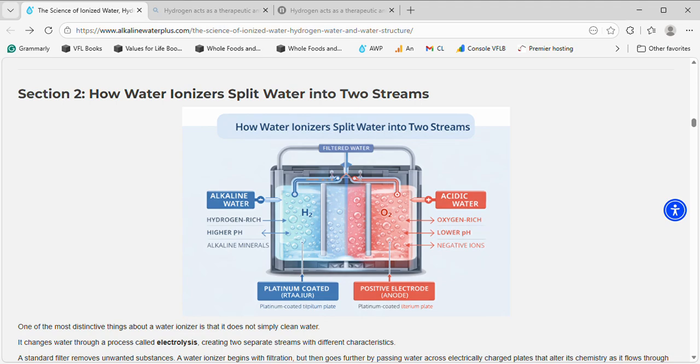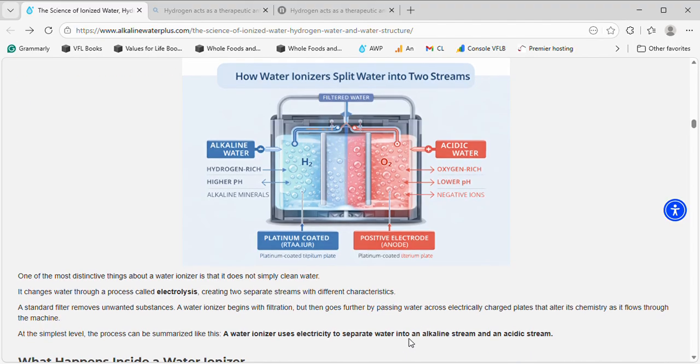Section 2. How water ionizers split water into two streams. One of the most distinctive things about a water ionizer is that it does not supply clean water only. It changes water through a process called electrolysis, creating two separate streams with different characteristics.